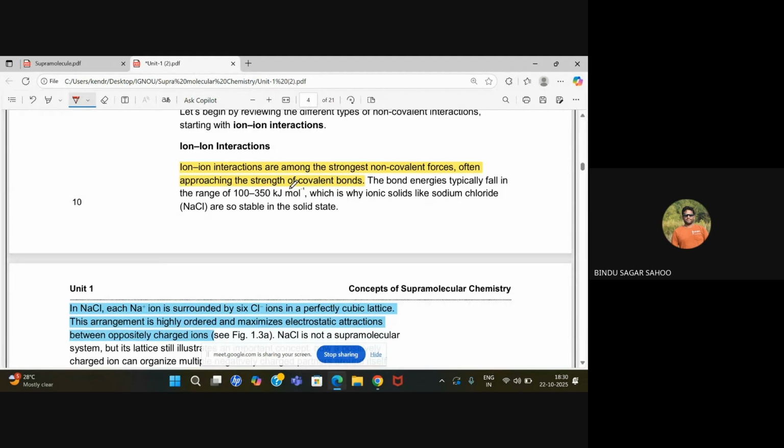When I say Na plus and Cl minus, that means Na is completely positive and Cl minus is completely negative. But in supramolecular chemistry, when I say ion-ion interaction, that means there are not completely charged species. These two components are not fully charged species. I can say this will be a slightly positive center and another slightly negative center. So this ion-ion interaction is similar, just like the NaCl interaction, not exactly sodium chloride interactions.